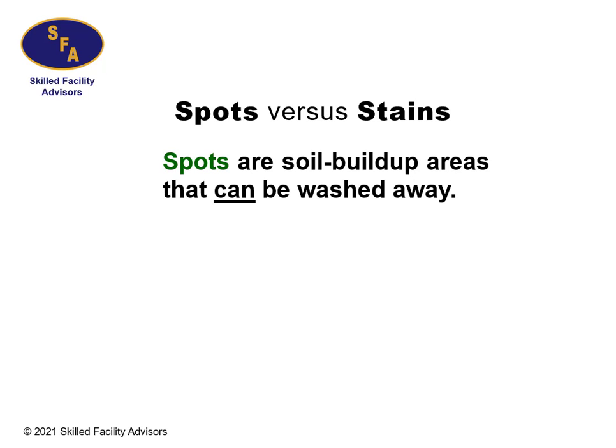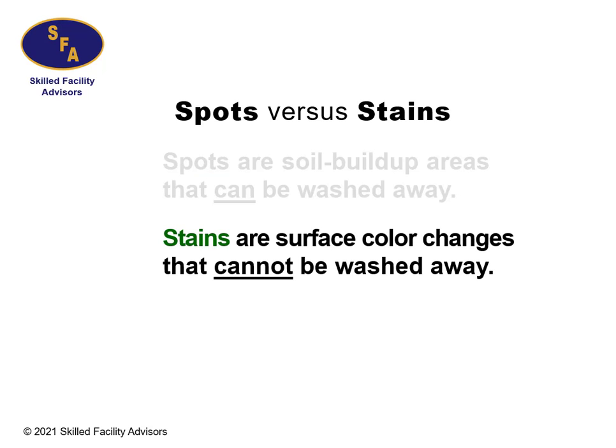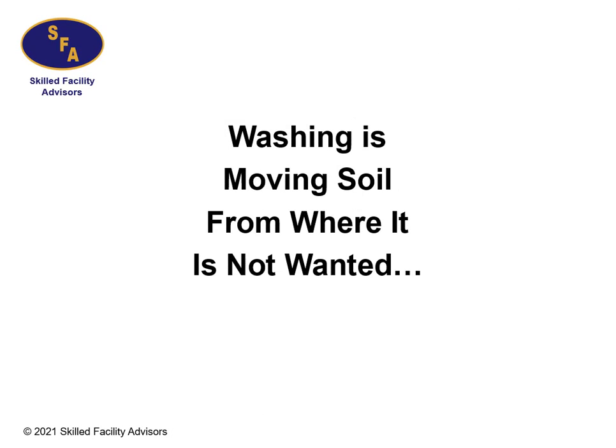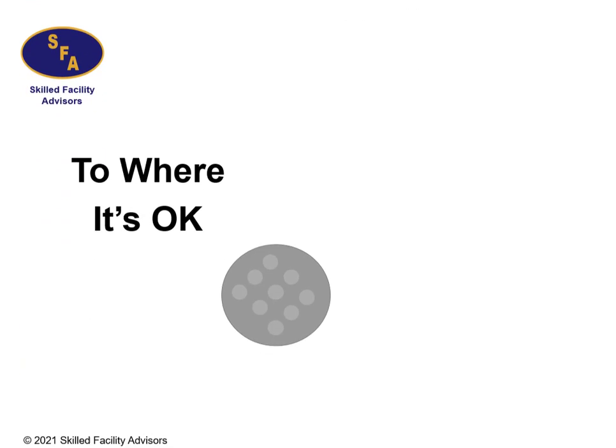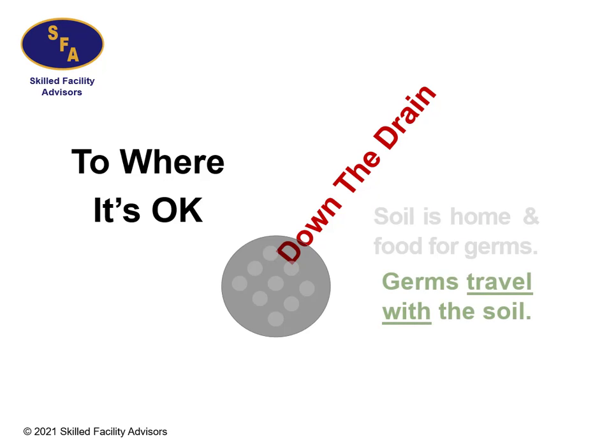Spots are soil buildup areas that can be washed away. Stains are surface color changes that cannot be washed away. Washing is moving soil from where it is not wanted to where it's okay, down the drain. Soil is home and food for germs, and germs travel with the soil.